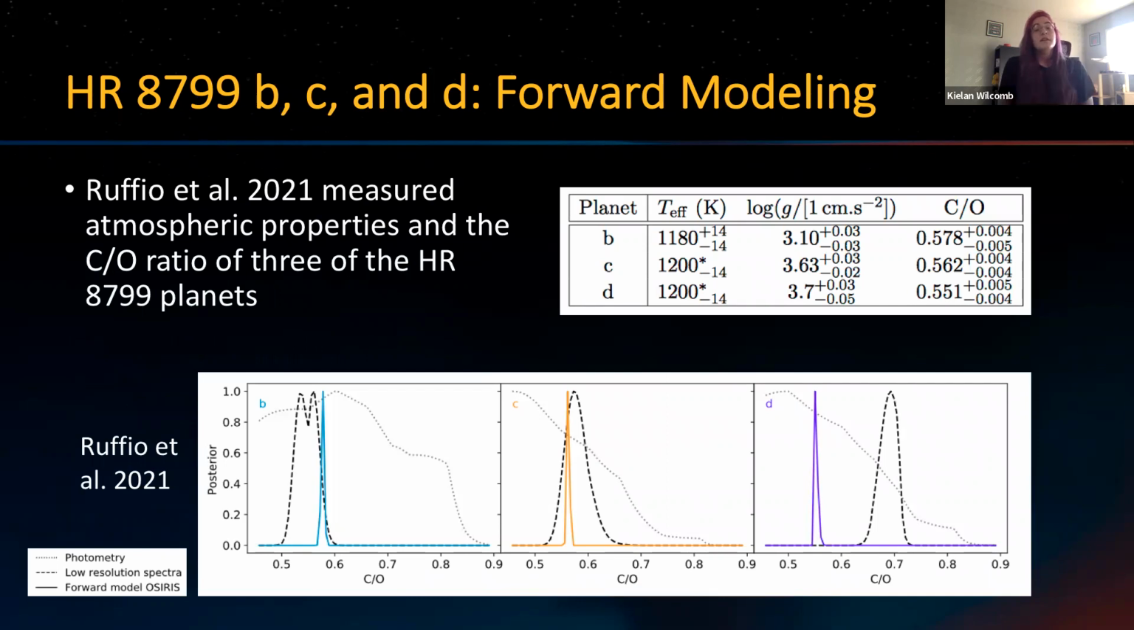We also observed HR8799 b, c, and d with OSIRIS, and JB Rufio measured atmospheric properties such as temperature, surface gravity, and the C to O ratios of these planets using a forward modeling approach that involved forward modeling the telluric effects and cross correlation to make the first direct detection of HR8799d. Shown here are the posteriors for the 3 planets for the C to O ratio parameter. These ratios all seem to be between 0.58 and 0.54.